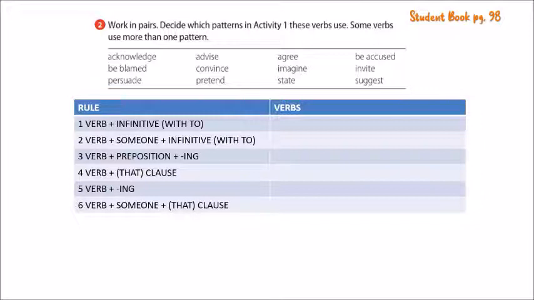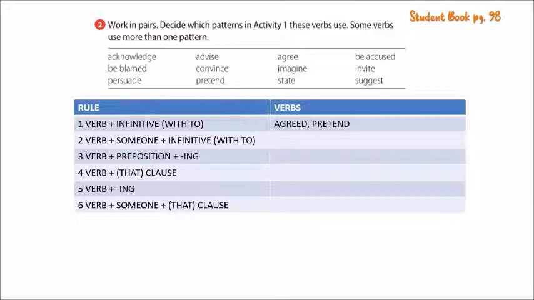Okay, so let's look at these rules. They're the same rules that we went over right now. So we need to place the verbs in the box in the correct category. Okay, for example, which verbs would go with verb plus the infinitive with to? We have two verbs, right? We have agreed and pretend. So they agreed to buy pizza for everyone, or they pretend to run for president.